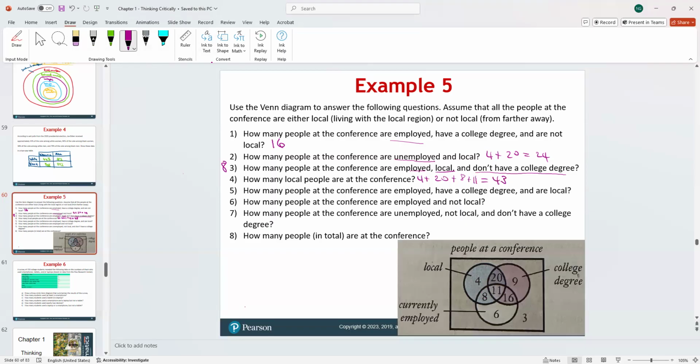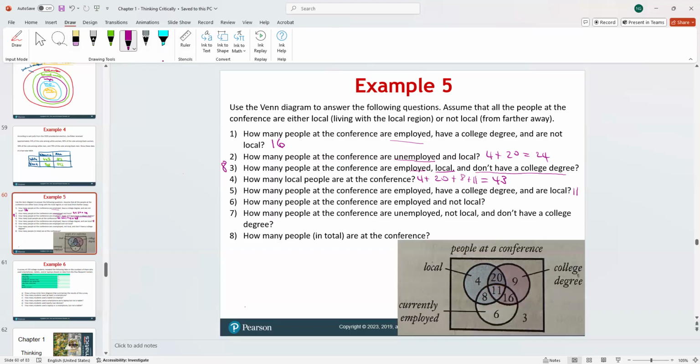Next question, number 5. How many people at the conference are employed, have a college degree, and are local? How many people have all three? Yes, 11. Only 11 meet that criteria. Only 11 people are local, employed, and have a college degree, all three at the same time. So, hopefully you get this part.